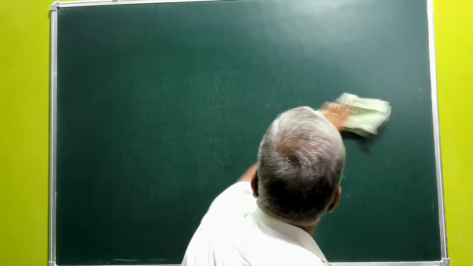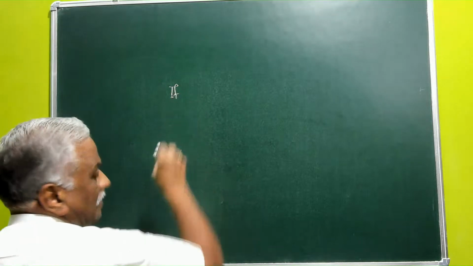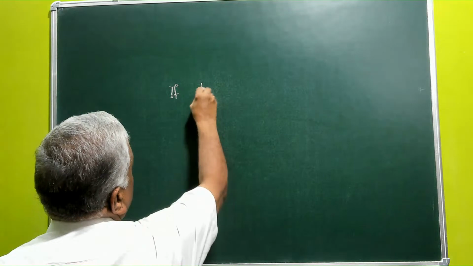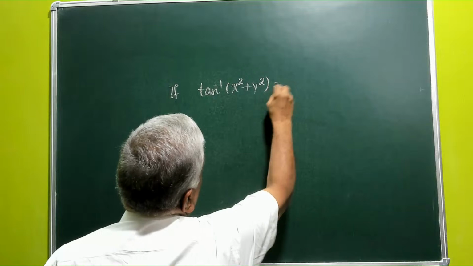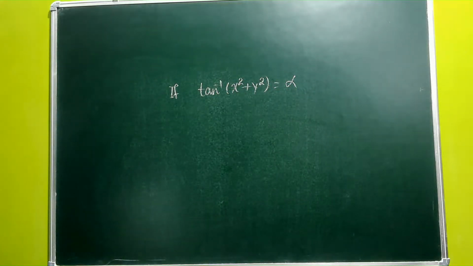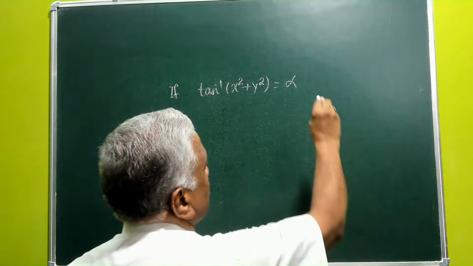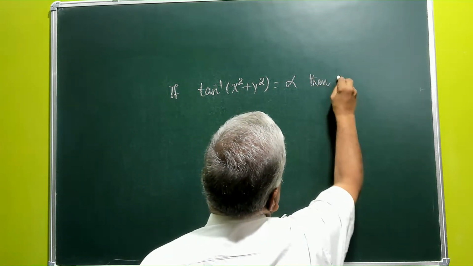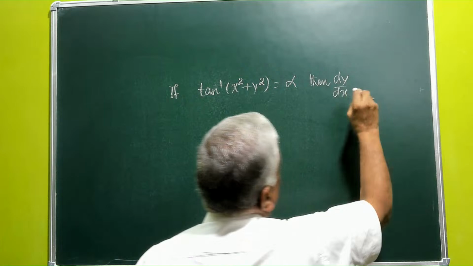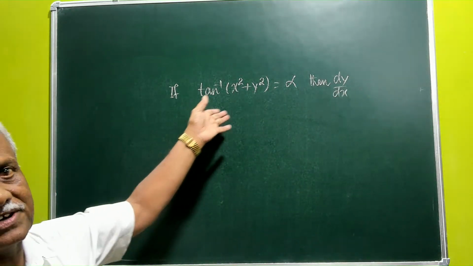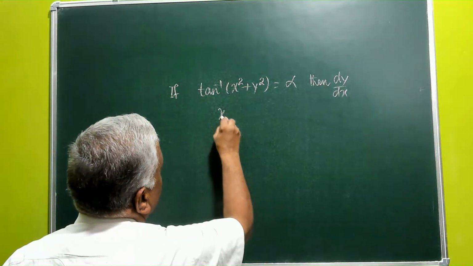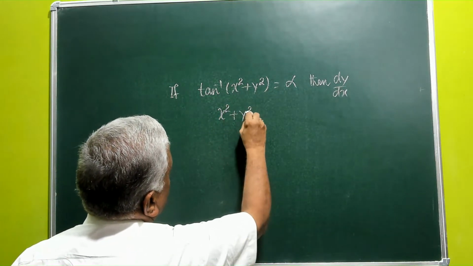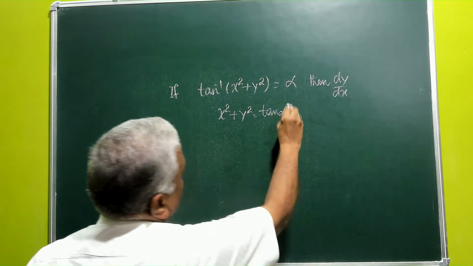If tan inverse of x square plus y square is equal to alpha, then what is dy by dx? Here you should understand, don't start differentiating tan inverse x as 1 over 1 plus x square and all that. You have to just, in the beginning itself, write this: x square plus y square equals tan alpha.